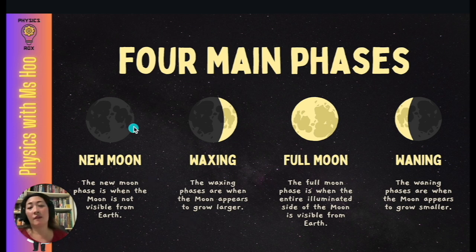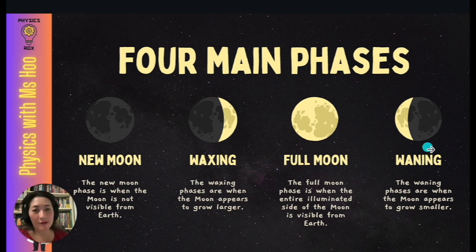When the moon is not visible from Earth, it's known as the new moon. It's waxing when the moon appears to start growing larger. That means it's in between the new moon and the full moon. So the full moon phase is when the entire illuminated side of the moon is visible from Earth. Then, as the full moon starts heading back to the new moon, it's known as waning. That means the moon appears to grow smaller.